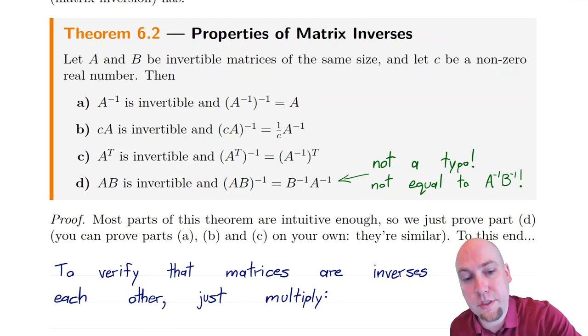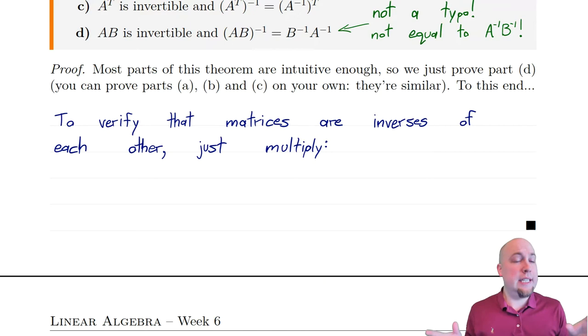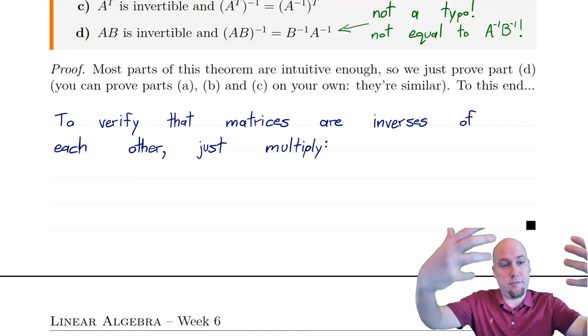All right, so let's prove this last property. Let's prove that AB is invertible and this is its inverse. Fortunately, this is really straightforward. If you want to show that this is the inverse of this, all you have to do is multiply them together, just like we did in the example up above, when we wanted to show that a certain matrix was the inverse of some other matrix. Same thing we're going to do here.